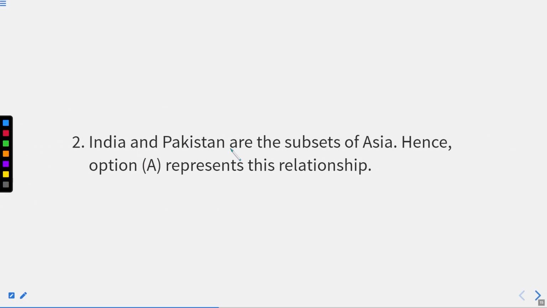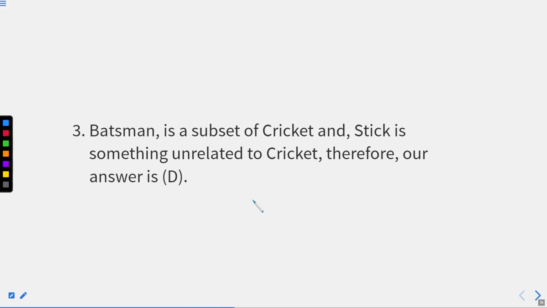India and Pakistan are subset of Asia. Hence, option A can be represented. So, option A is this. This is Asia. Inside Asia, we have India and we have Pakistan. So, this thing also can be represented, right? Now, third question.